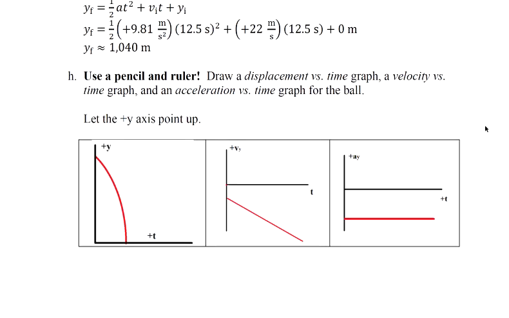Part H, use a pencil and ruler, draw a displacement versus time graph, a velocity versus time graph, and an acceleration versus time graph for the ball. So the ball was thrown downwards. So you could see the acceleration is always 9.81 down. The velocity initially was negative, so that's why the initial velocity is below the origin. And you could see the slope of displacement versus time gives us the velocity, so that's why the slope in the beginning is negative, because that means it was thrown downwards.